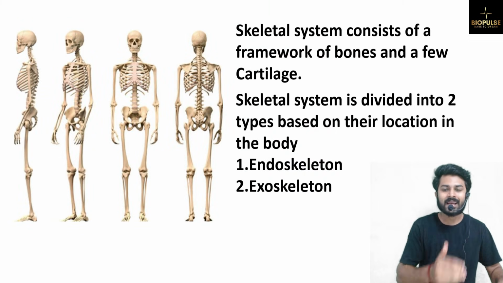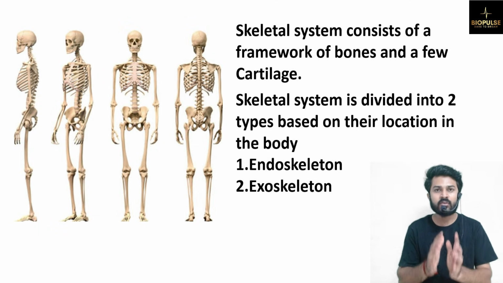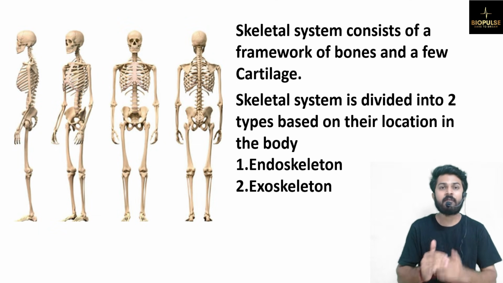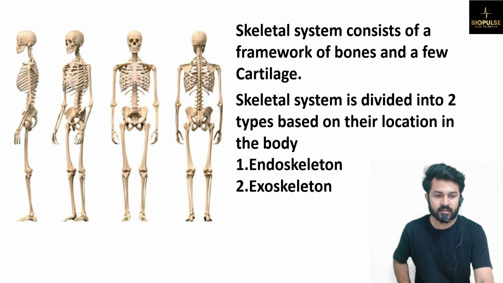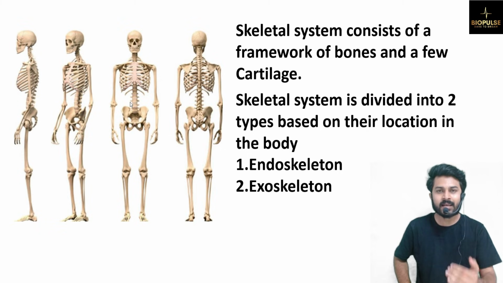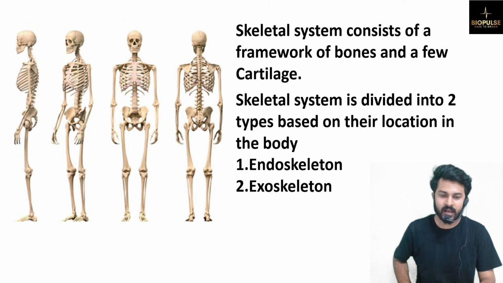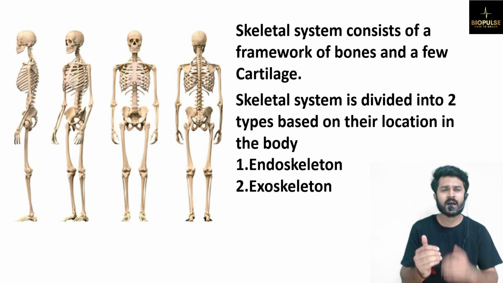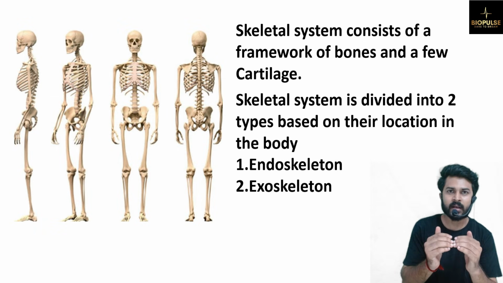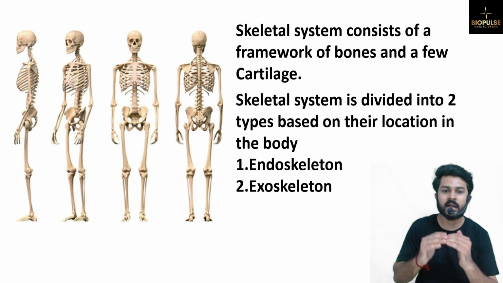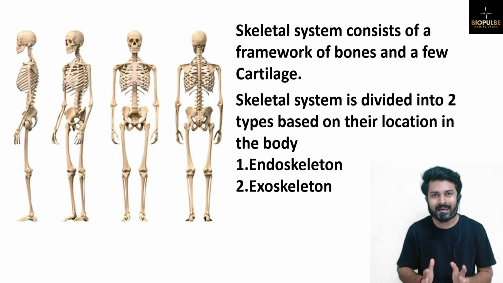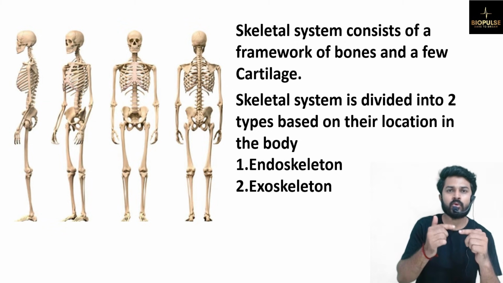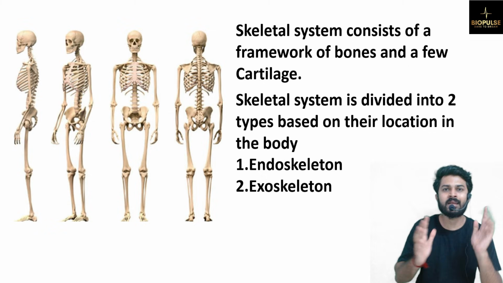So in the skeletal system, the skeletal system consists of a framework of bone. What is called a framework? If you can see these skeletons, the skeletons are made up of a few bones, correct? And some bones are connected to other bones, and some bones are connected to cartilage. So we can say the framework of the whole skeleton can be made up of either bone to bone connection or bone to cartilage connection.